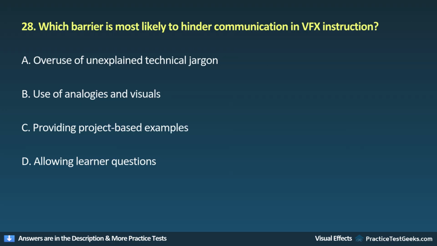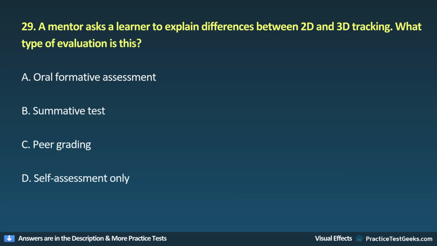28. Which barrier is most likely to hinder communication in VFX instruction? A. Overuse of unexplained technical jargon. B. Use of analogies and visuals. C. Providing project-based examples. D. Allowing learner questions.